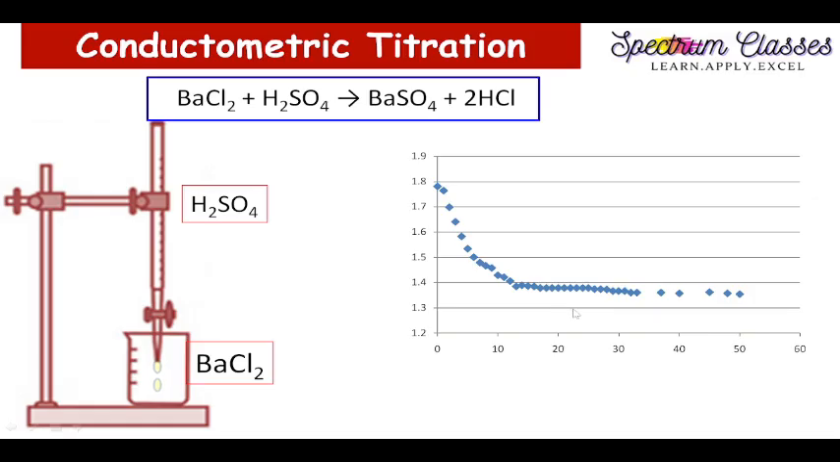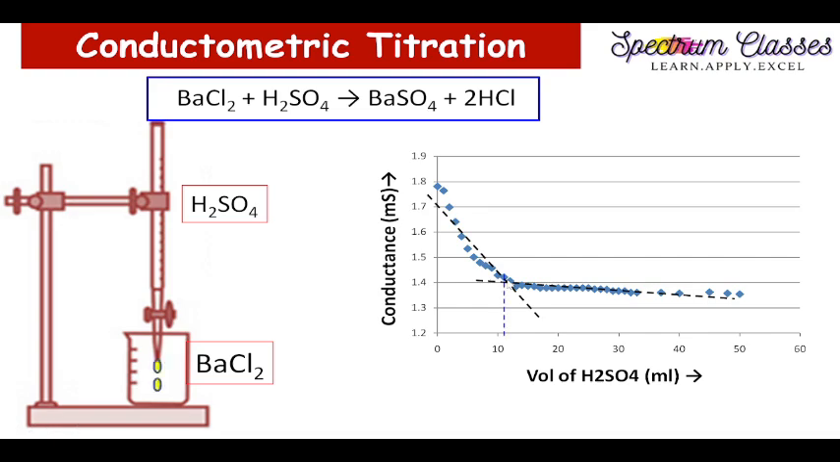This is the kind of graph we get from this titration. On the x-axis we have the volume of H2SO4 added, and on the y-axis we have the conductance in millisiemens. Now we are going to determine the endpoint. Since we are getting this kind of graph, we just extrapolate the lines to the intersection point. We drop a perpendicular on the x-axis and determine the volume at that point. The volume I have measured there is about 13 ml. So this is the endpoint we considered.